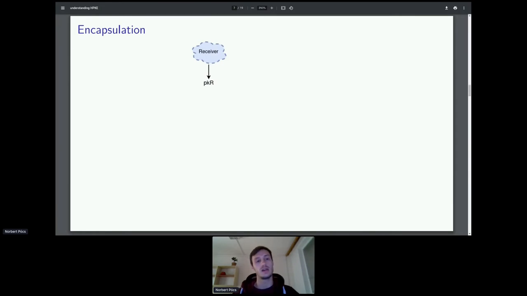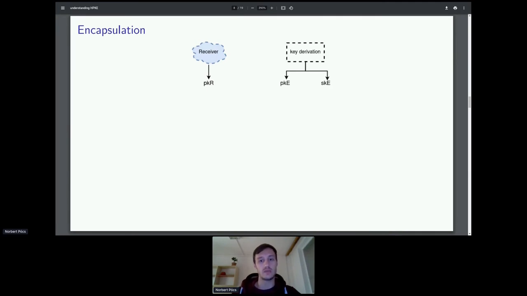So let's see how the encapsulation works. As I said before, the messages are sent encrypted without prior communication, which is true, but we still need the public key of the receiver. So let's suppose that when we start the scheme, we already have the public key of the receiver and we don't care how we get that.